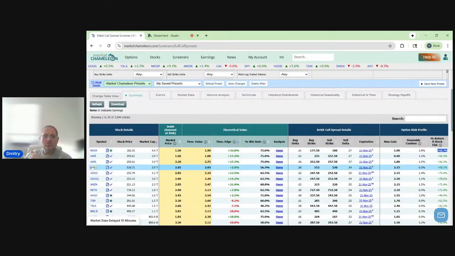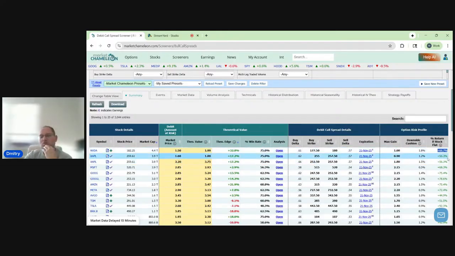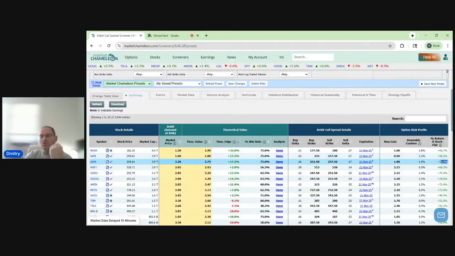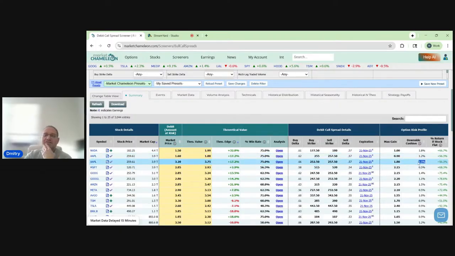So in Apple, it listed two. There are two different combinations that essentially give you a similar return. 56.3 was the 255, 257.5 call spread, and the 252.5, 257.5 call spread. So it's two, but this one probably in that case looks a little bit better just because it has a little bit bigger cushion to the downside.